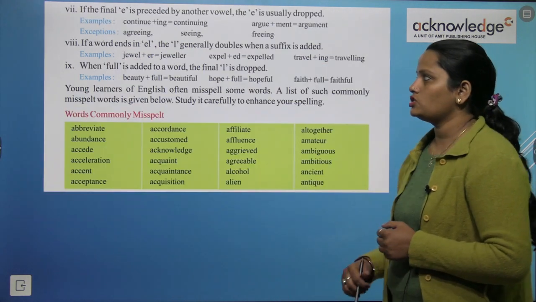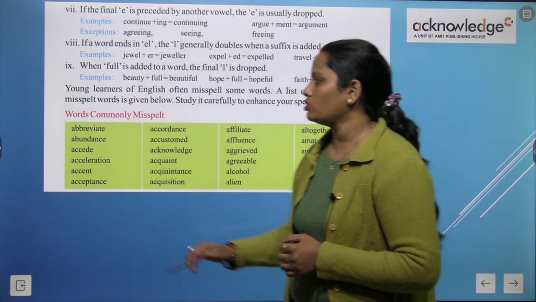So these are the rules to add suffix. Now let's learn about some more rules here.